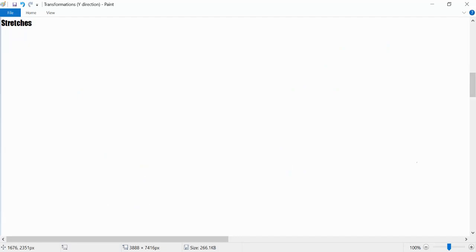Okay, the next one up is stretches. Now, there are two ways you can word these. You can word them as a stretch, scale factor k, parallel to the y-axis.